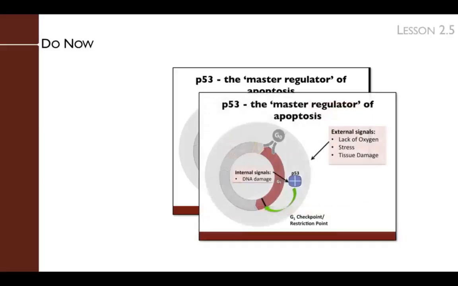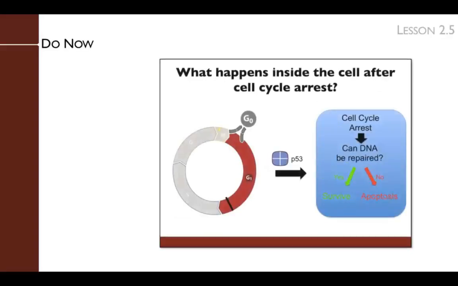p53 stops the cell cycle at the restriction point, which is at the end of the G1 phase. Once the cell cycle is stopped, the cell assesses the extent of DNA damage. If the DNA can be repaired, then the DNA will be repaired and the cell will survive. But if the DNA is too damaged to be repaired, then the cell will go through apoptosis. p53 is called the guardian of the genome.